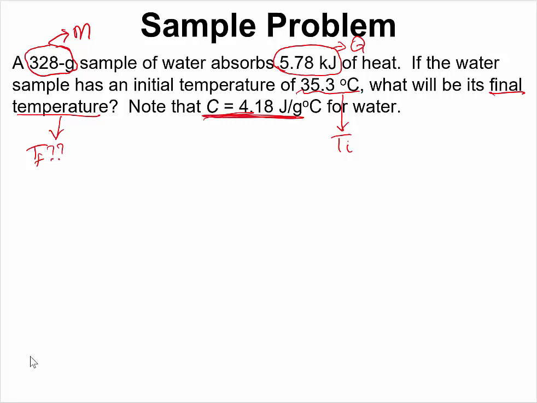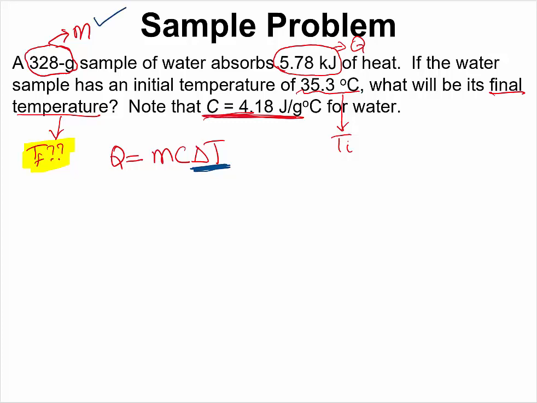How do we find the final temperature? Well, we know one formula that has been given to us. Q is equal to mc delta T. And we know the meaning of delta T. Delta T is final temperature minus initial temperature, which means that if we want to find the final temperature, we should first try to find delta T.